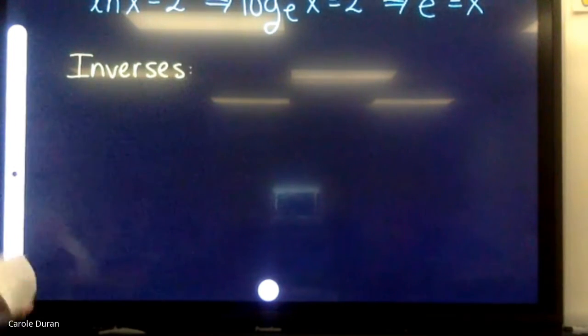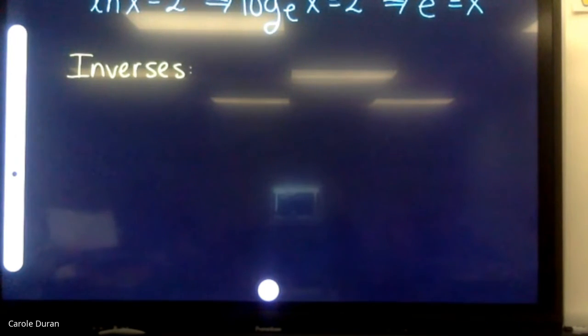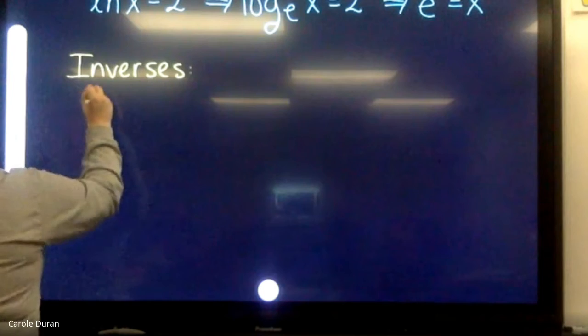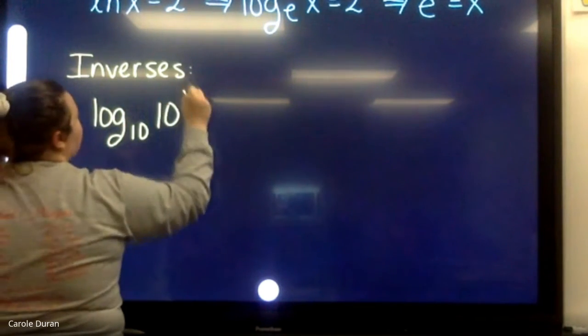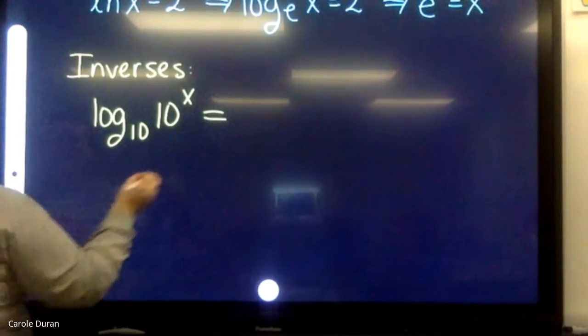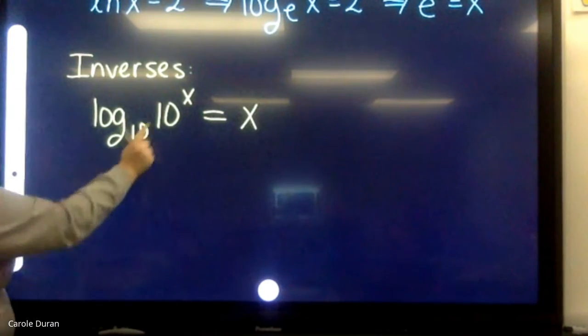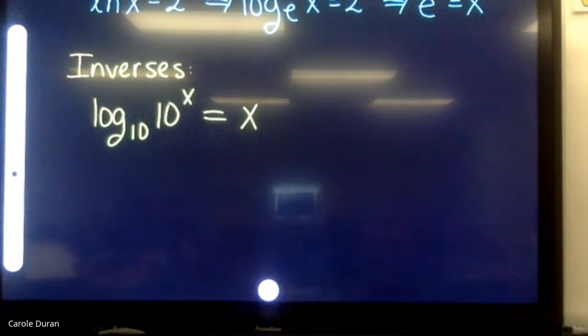So because we have different types of logarithms that apply to different bases, we have inverses for these. By inverses, I mean that a natural log and an e cancel each other out, and a base 10 log and a 10 cancel each other out. So that means log base 10 of 10 to the x is the same as just an x, because a base 10 and taking the log of 10 means that they cancel each other out because they're natural inverses. So whatever my exponent was on that 10 would be my answer.